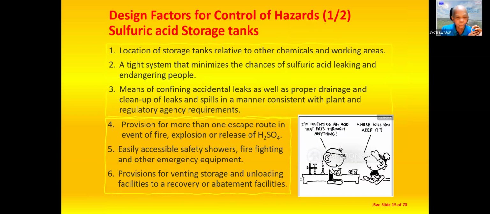Now, what are the design factors that we need for control of hazards? Location of storage tanks related to other chemicals and working areas. A tight system that minimizes the chances of sulphuric acid leaking and endangering people. Means of confining accidental leaks as well as proper drainage and cleanup of tanks, cleanup of leaks and spills in a manner consistent with plant and regulatory agency requirements.